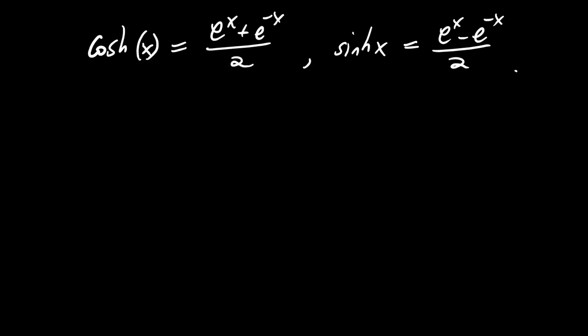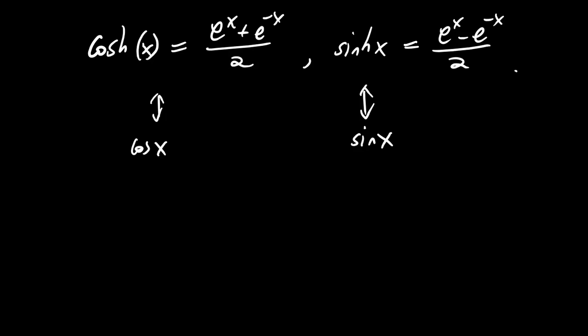The words hyperbolic cosine and hyperbolic sine are something I only learned when I was in university. So automatically, we compare this with cosine x and this with sine x. However, the exponential seems to have nothing to do with a circle.